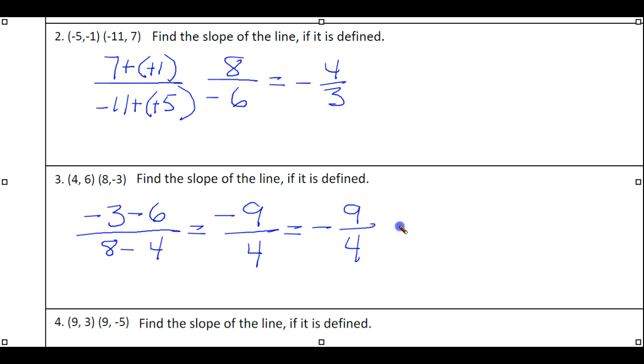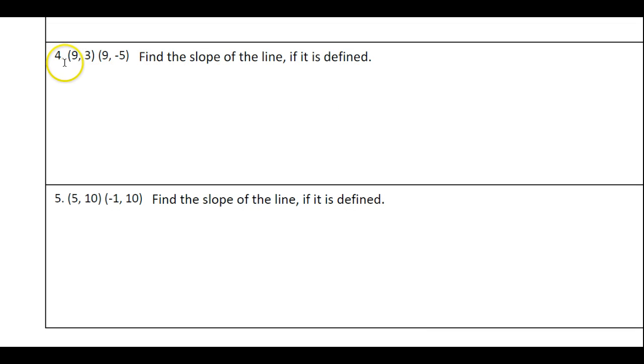So our slope is -9/4. Now remember, you can put that negative sign in the numerator. You can put that negative sign by the division bar. This is the preferred way. Or you could also write it down in the denominator. This is the one most preferred. All right, we'll give you a chance on 4 and 5.